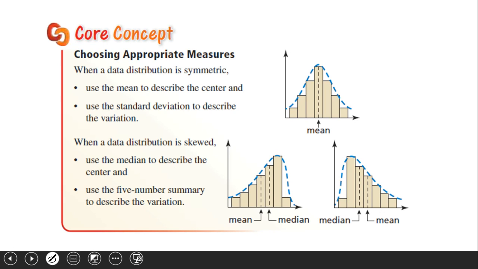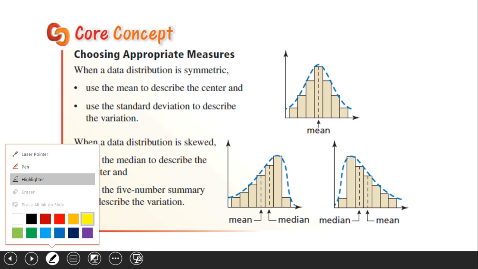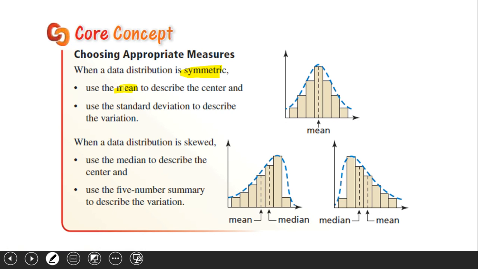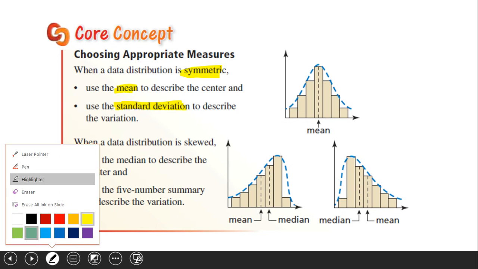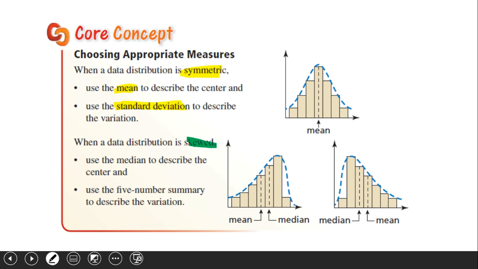Choosing appropriate measures of center and variation. When you have a symmetric data set, you want to use the mean and the standard deviation. When you have a skewed data set, whether it's skewed left or skewed right, you want to use the median, and you want to use the interquartile range to describe the variation. So when it's symmetric, mean and standard deviation. When it's skewed, median and IQR.